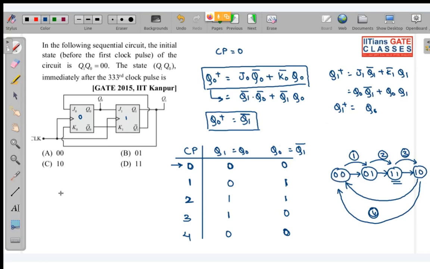So at the 333rd clock pulse, divide 333 by 4, so this will be 83, 4 3s are 12, so the remainder is 1. So you can see 83 times this cycle will continue, and at the end of the 333rd clock pulse, you will basically get the state that is after the first clock pulse. Why? Because the remainder is 1. So what is the state after your first clock pulse? It is 0, 1. So option B is your correct answer.